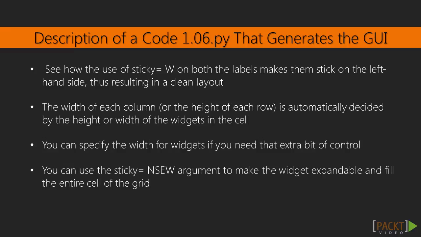The width of each column, or the height of each row, is automatically decided by the height or width of the widgets in the cell. Therefore, you need not worry about specifying the row or column width as equal. You can specify the width for widgets if you need that extra bit of control. You can use the sticky equals NSEW argument to make the widget expandable and fill the entire cell of the grid.